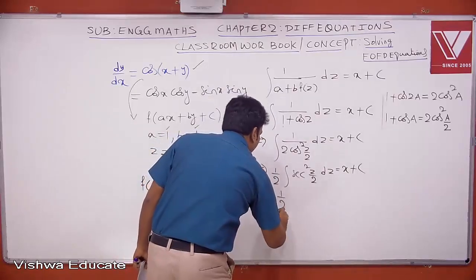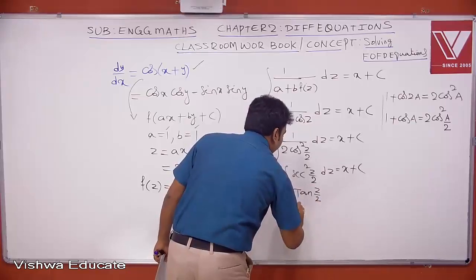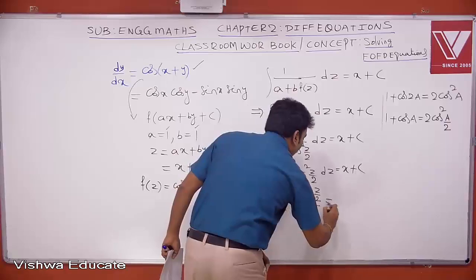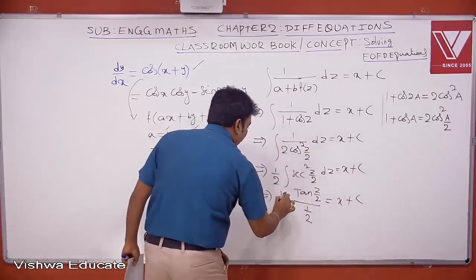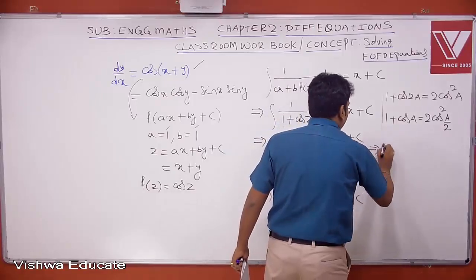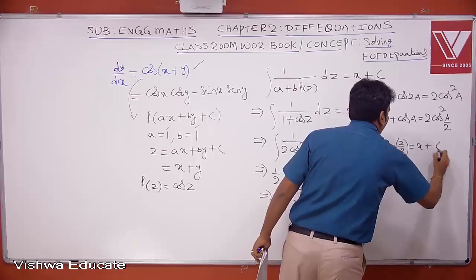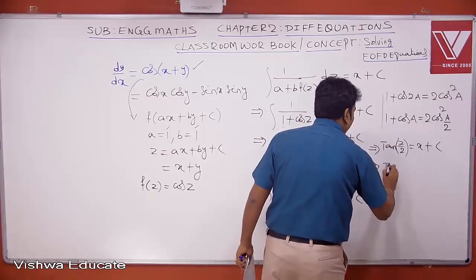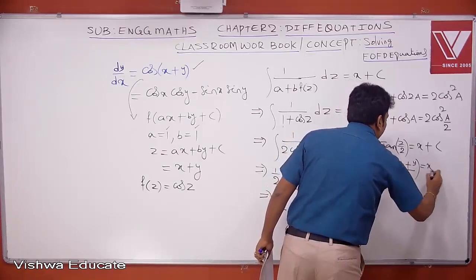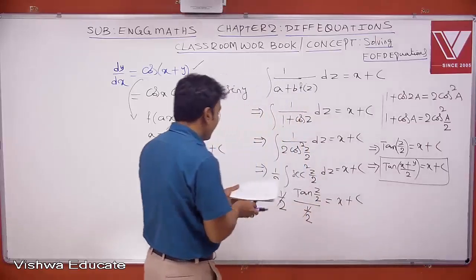This implies 1 by 2 into integral secant square z by 2 is tan z by 2 divided by z by 2 derivative is 1 by 2, equal to x plus c. This half will be cancelled. Therefore its general solution is given by tan of z by 2 equal to x plus c. But what is z? This z is nothing but x plus y. So therefore the final general solution is tan of x plus y by 2 equal to x plus c.